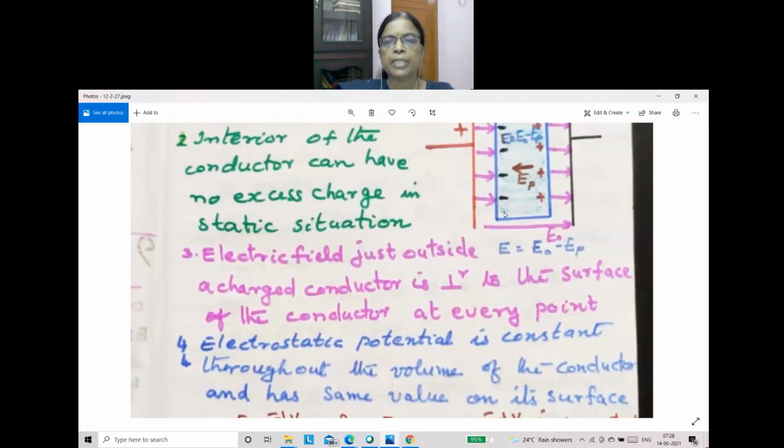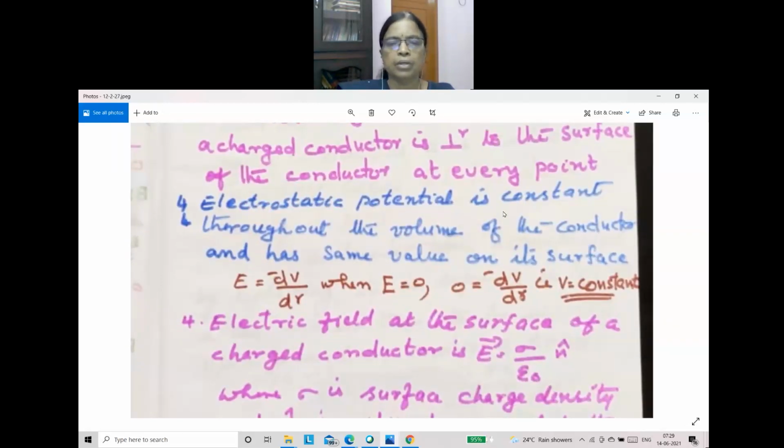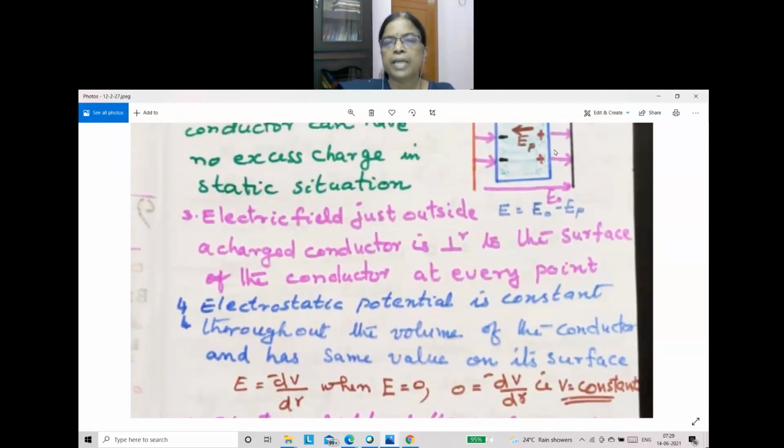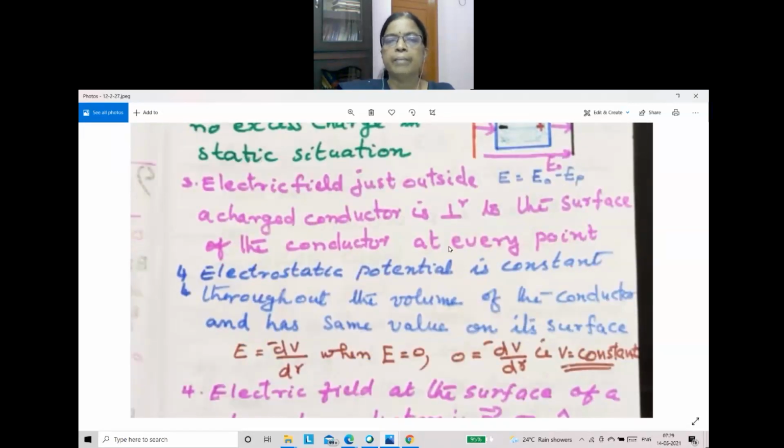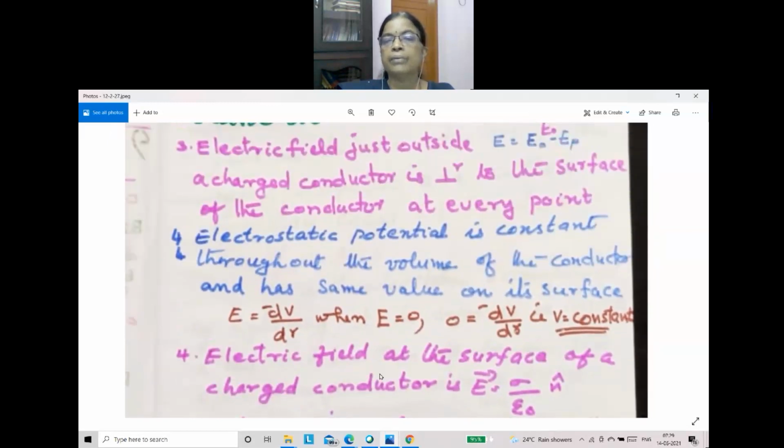So inside, what is the... I will ask the question after this. What about potential, children? What is the potential inside and on the surface? Abarna? Constant. Potential is constant throughout the volume of the conductor. Okay. Then the electric field just outside the surface of the conductor is sigma by epsilon zero.